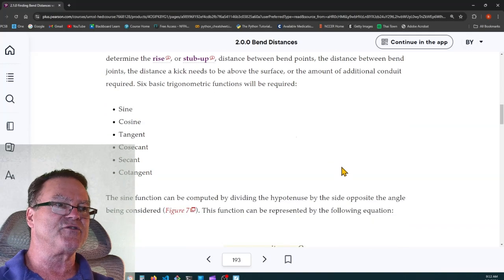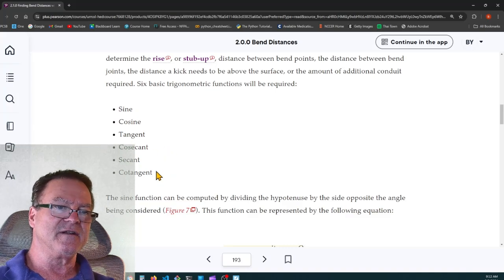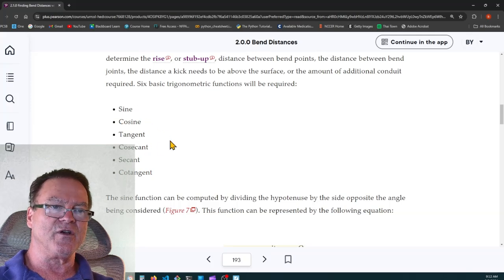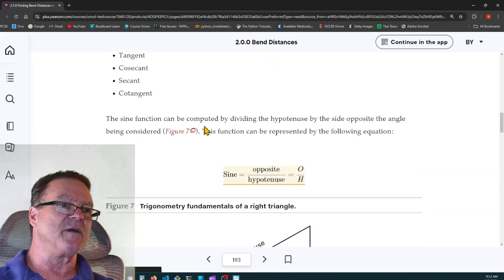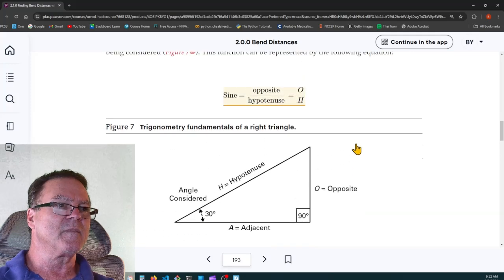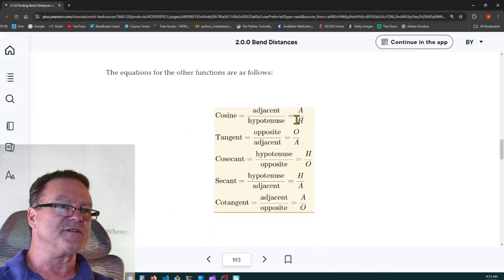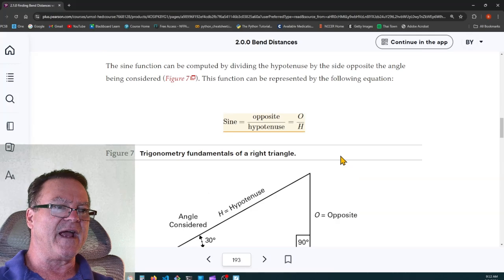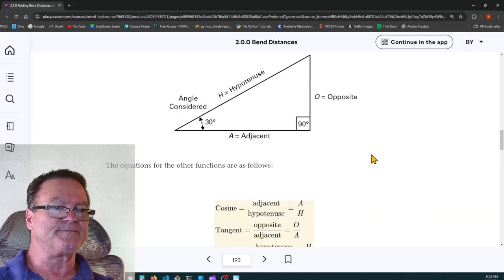6 basic trigonometric functions will be required: sine, cosine, tangent, cosecant, secant, and cotangent. Basically, 1 over the sine is the cosecant, 1 over the cosine is the secant, and 1 over the tangent is the cotangent. The sine function is the side opposite the angle being considered divided by the hypotenuse. So sine is opposite divided by hypotenuse. Cosine is adjacent divided by hypotenuse, and tangent is opposite divided by adjacent. Really, those are the only 3 you actually need to know: sine, cosine, and tangent.